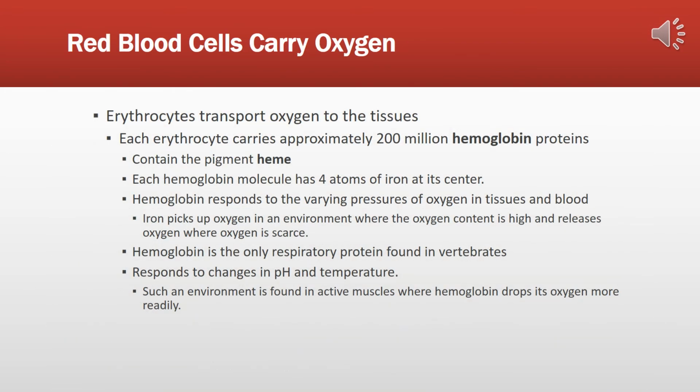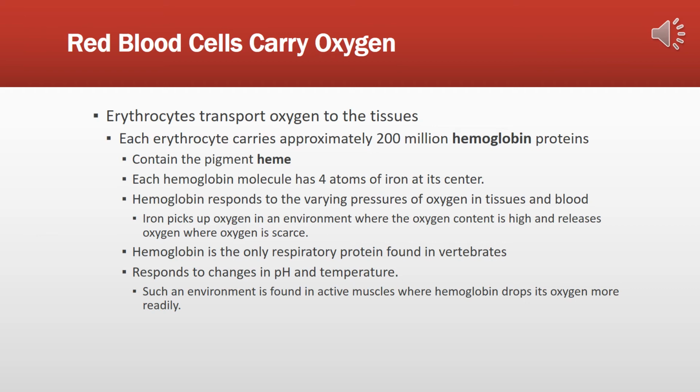Now we're going to talk about red blood cells, or erythrocytes, which are the cells responsible for carrying oxygen throughout the body. Now erythro translates to red, and cyte means cell, so these are red cells. Each of these cells can carry approximately 200 million molecules of hemoglobin protein. Now each and every single one of these hemoglobin protein molecules contains 4 molecules of a pigment called heme, which is just a chemical group within that hemoglobin.